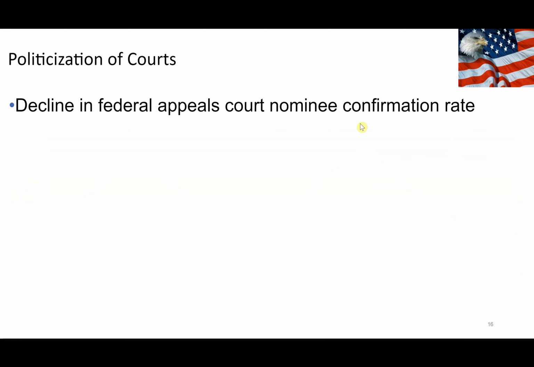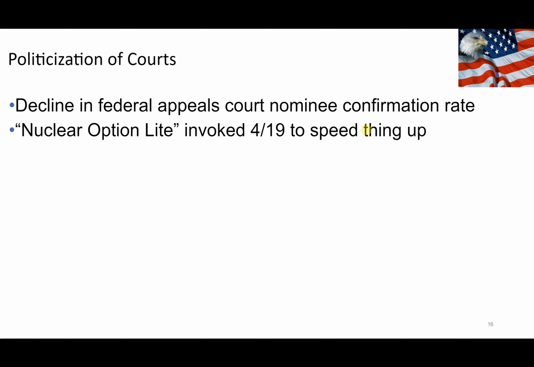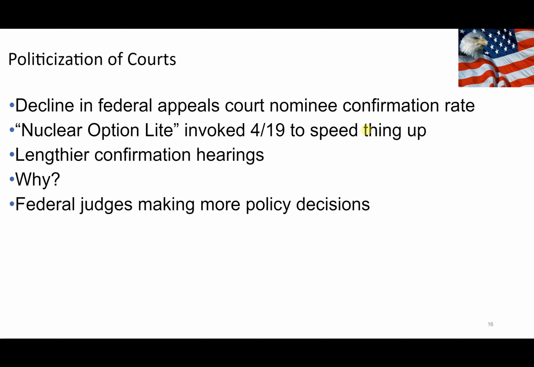So, we do see that courts are becoming more politicized, and the fact that we see a decline in the federal appeals court nominee confirmation rate. The nuclear option, which was invoked in April of 2019 to speed things up, basically said that the Senate only requires a slight majority in order to confirm a Supreme Court justice. You also get longer confirmation hearings.